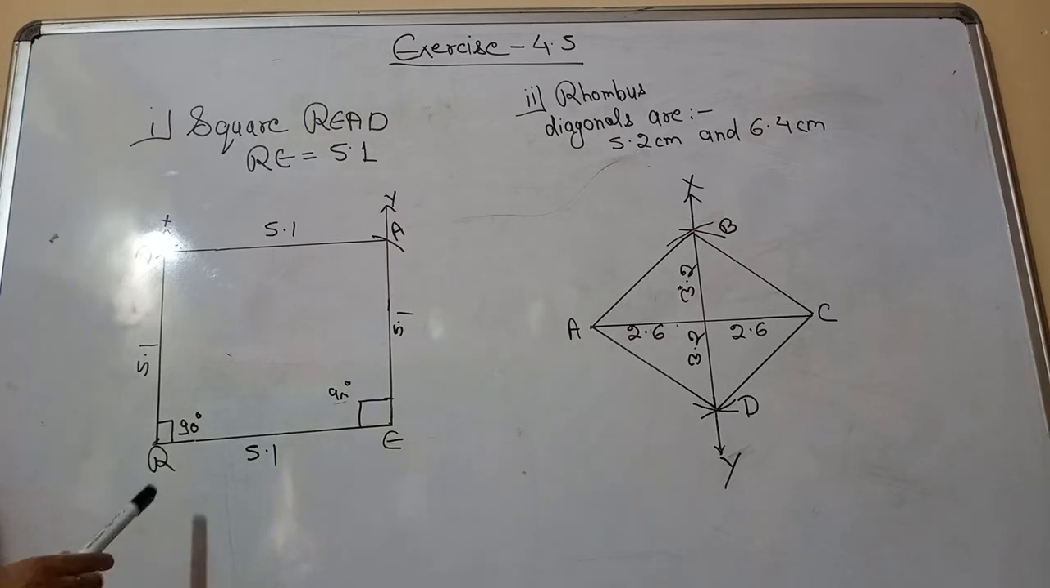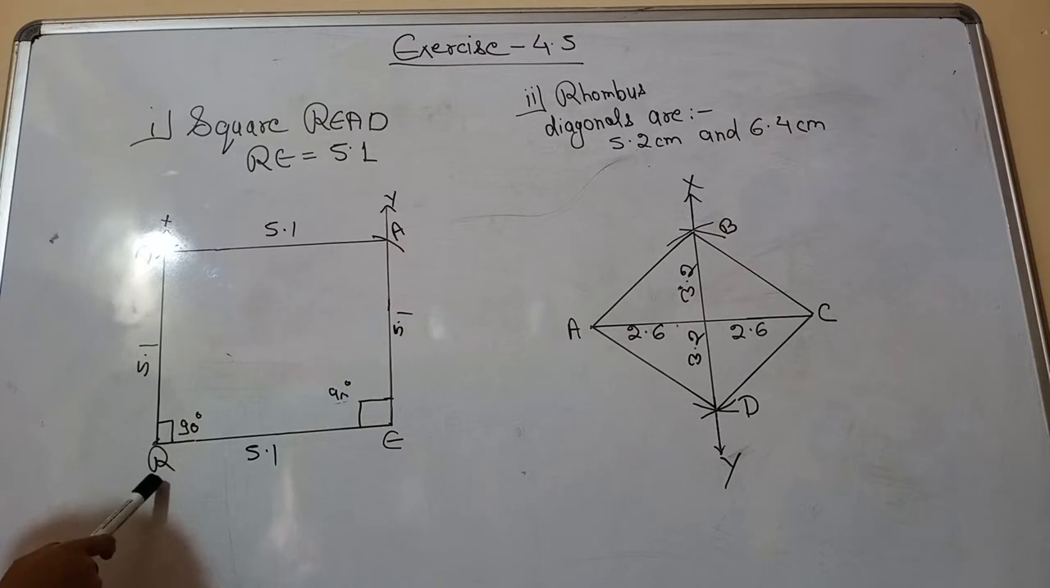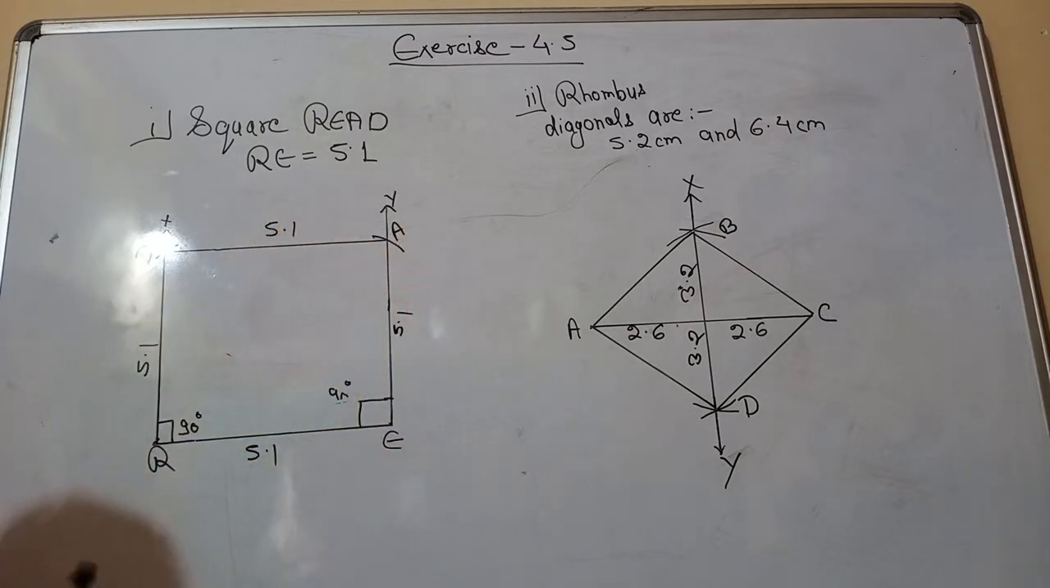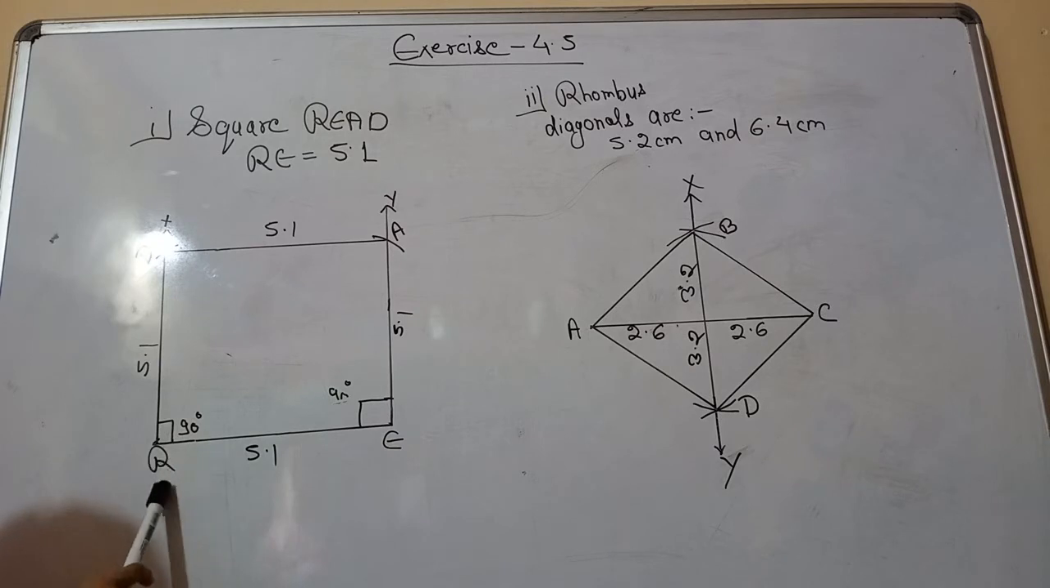So see, first draw a baseline RE with the help of a scale, 5.1 centimeter. Okay. Next step, draw angle REY, or you can say place your protractor here on E and make angle 90 degree, which is REY. Okay, completed.